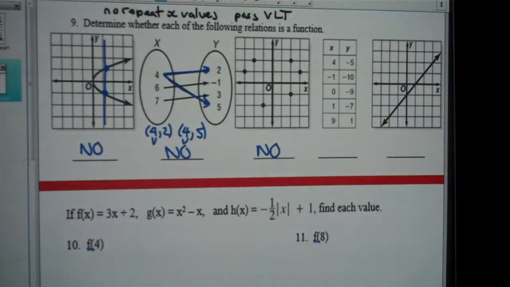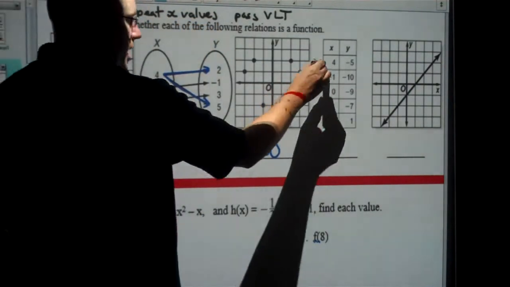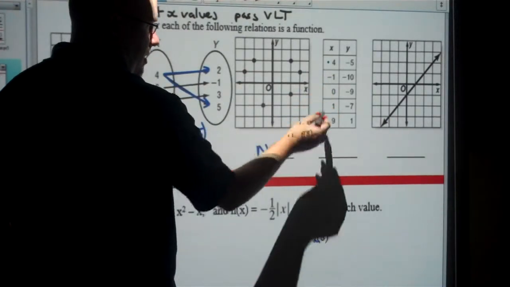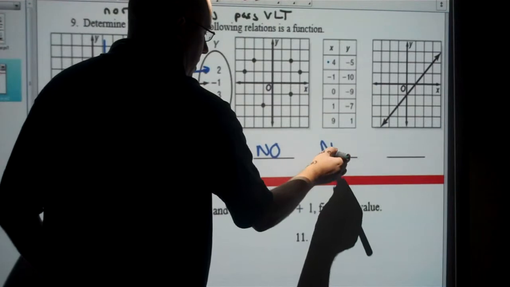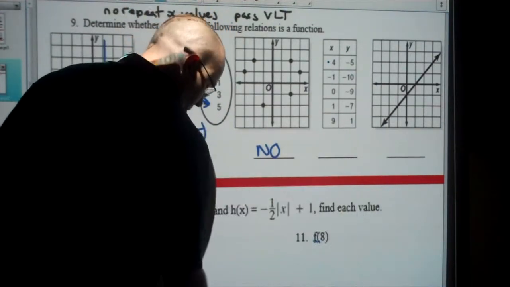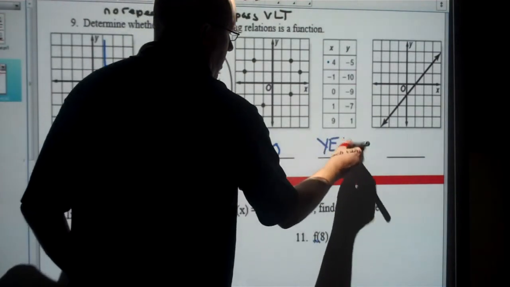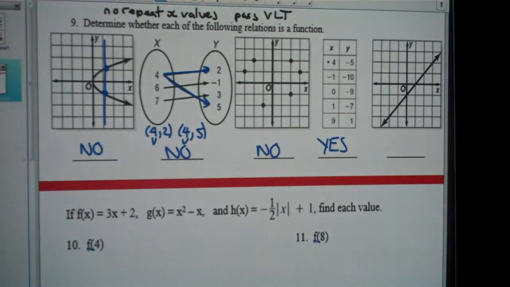The table of values is probably the easiest one. All we have to do is look at the x values and make sure they're all different. I don't see any the same here. -1 and 1 is the closest. So actually, is this one a function? Yes, this one is a function because there are no repeat x values.